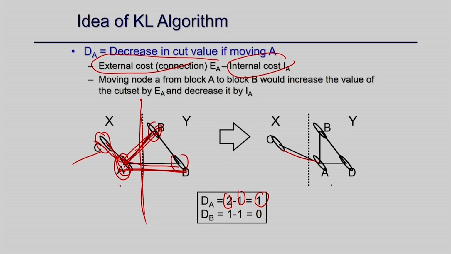So, similarly, if you move this B from this side to this side, you can see that for B there is a connection here, 1, and the connection here. So, it does not have any gain. So, if you move B from this side to this side, effectively there is no reduction in the cut size.